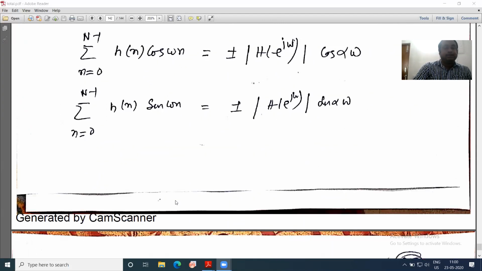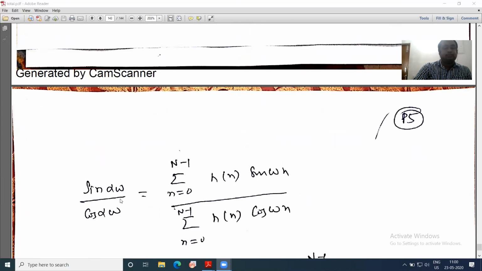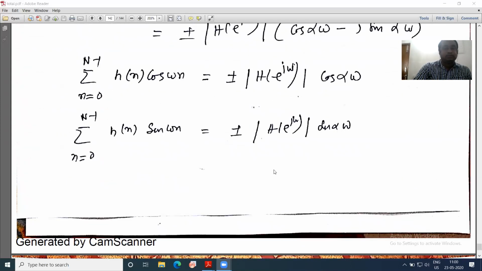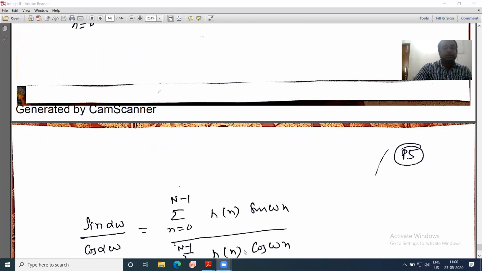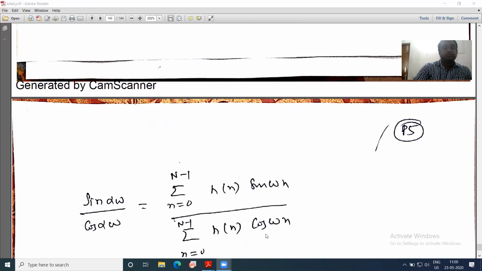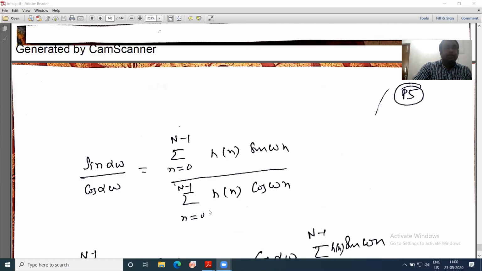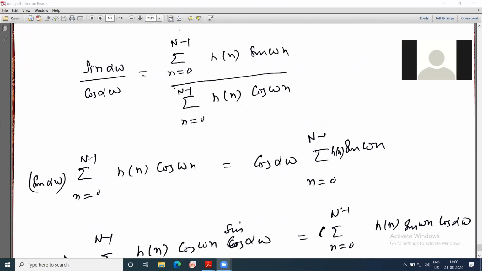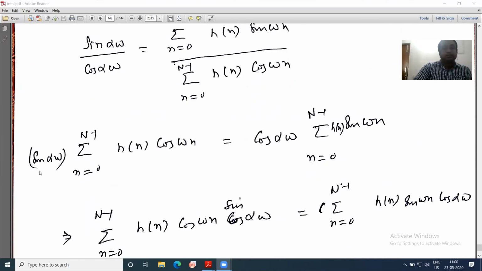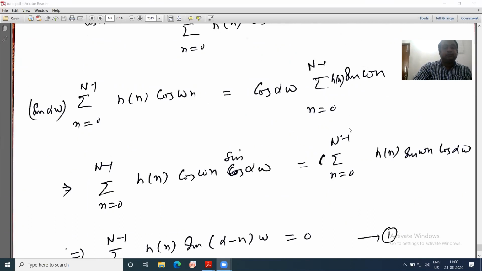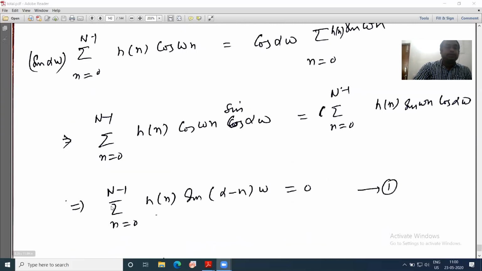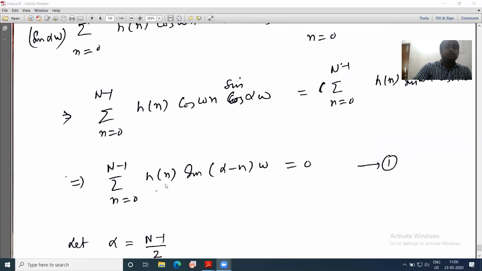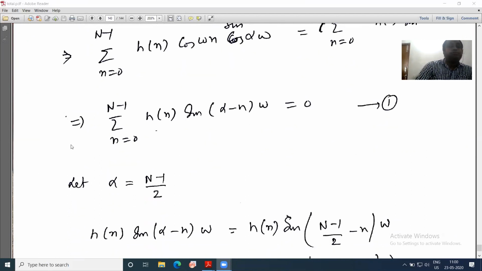Now if I divide these, I will get sin of alpha omega by cos of alpha omega, which equals h of n sin omega n over h of n cos omega n, because sin will be on top and cos at the bottom, or the opposite is also okay. Now if I cross multiply these two, I will get h of n cos omega n times sin of alpha omega, and h of n sin omega n times cos of alpha omega. Then I write the sum from n equal to 0 to N minus 1 of h of n sin of (alpha minus n) times omega equal to 0.